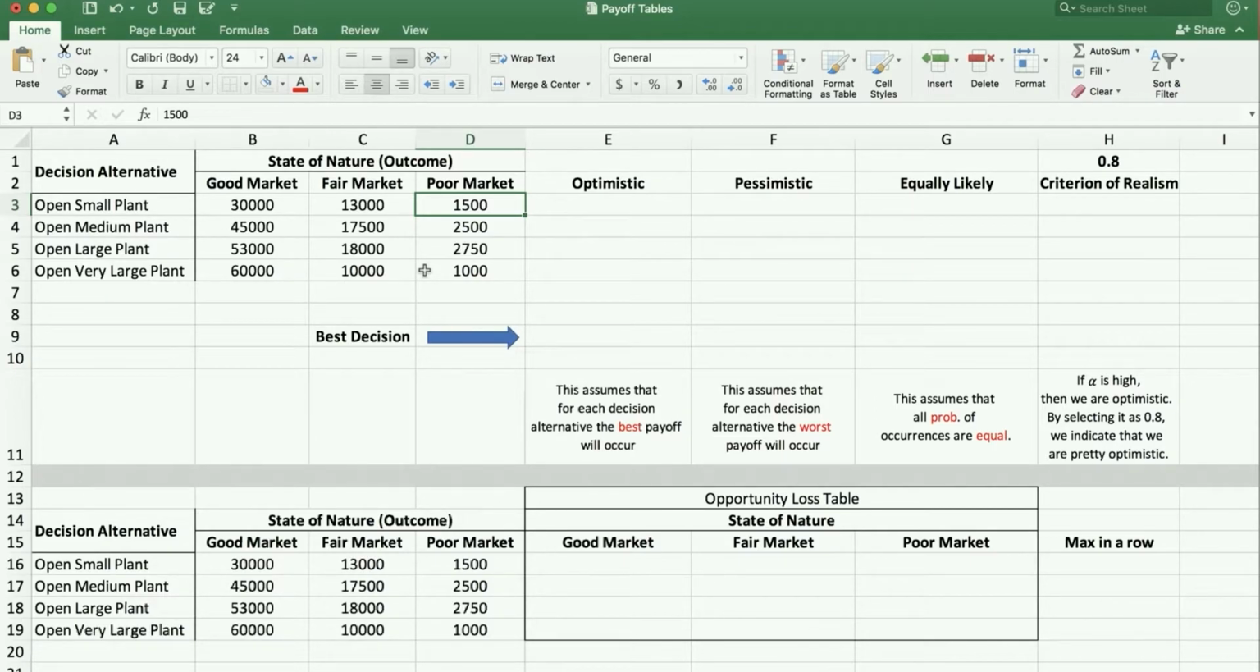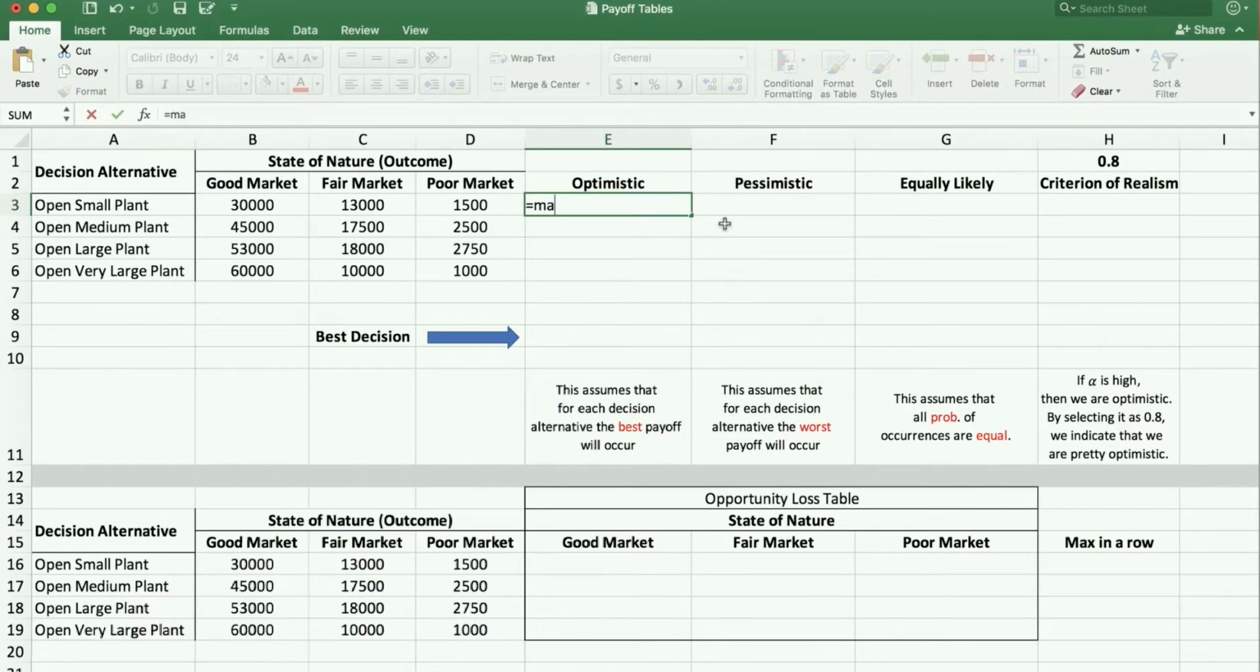So by using these values, we are going to apply these 5 approaches that I mentioned, and we are going to see which decisions we are making. The first one is going to be the optimistic approach. All right, the first one will be the optimistic approach. In the optimistic approach, we are going to use the max function on Excel for each decision alternative to see what is the maximum amount we could make. All right, so the maximum payoff for opening a small plant is found by taking the max of these 3 values, which is equal to $30,000.